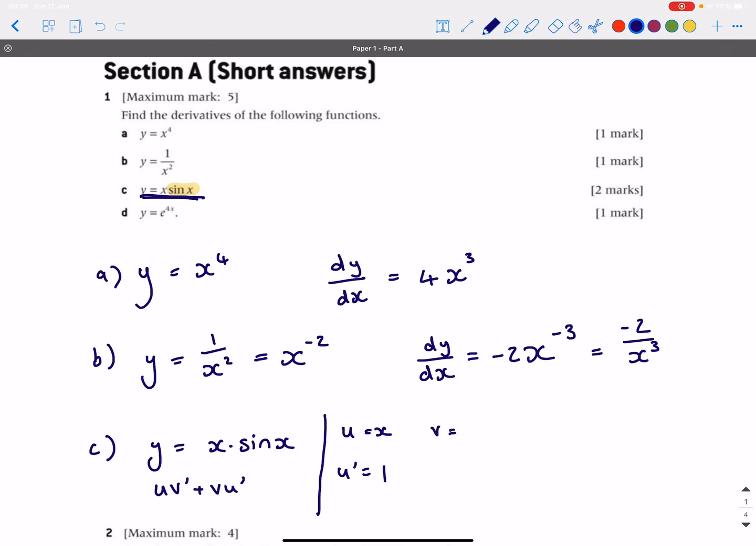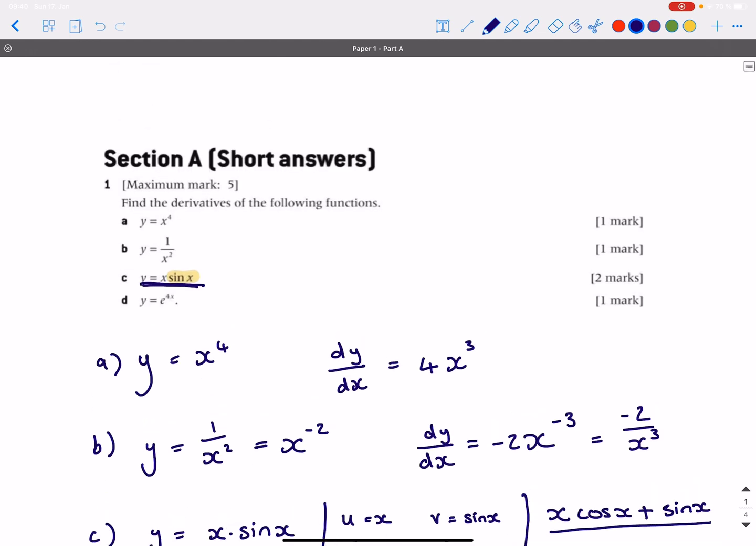and then my v is going to be sine x, and this is a bit you don't know yet, but I'll tell you for now so you can understand what I'm doing. If I differentiate sine x, I get cos x. So now I'm ready to use that into this formula here. So it's u, which is x, v dash, which is cos x, plus v, which is sine x, and u dash, which is 1, so I won't bother to write multiplying by 1. So this is my final answer to that question.